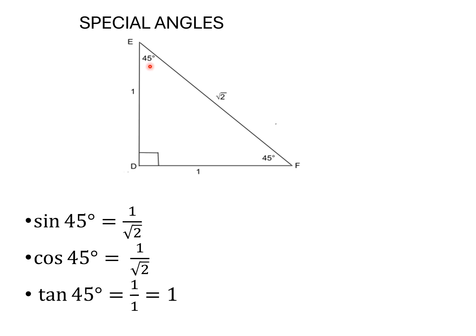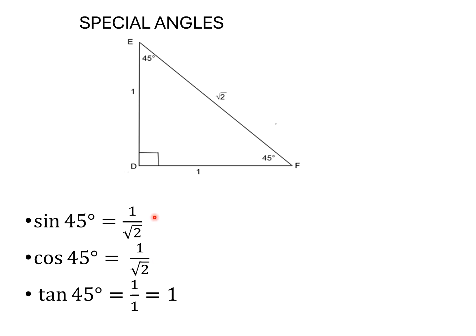So sine 45, opposite over hypotenuse, would be 1 over square root 2. Cos 45, adjacent over hypotenuse, which will also be 1 over square root 2. And then tan 45, opposite over adjacent, which gives me 1 over 1, which is 1. Again, those two we need to know. Your calculator will rationalize the denominator and give you square root 2 over 2. Without a calculator, we expect you to know it's 1 over square root 2.